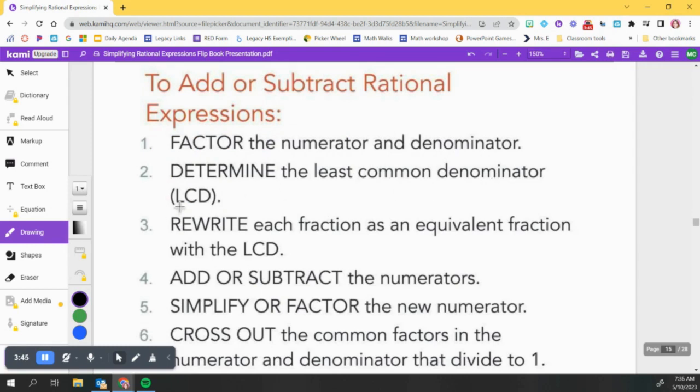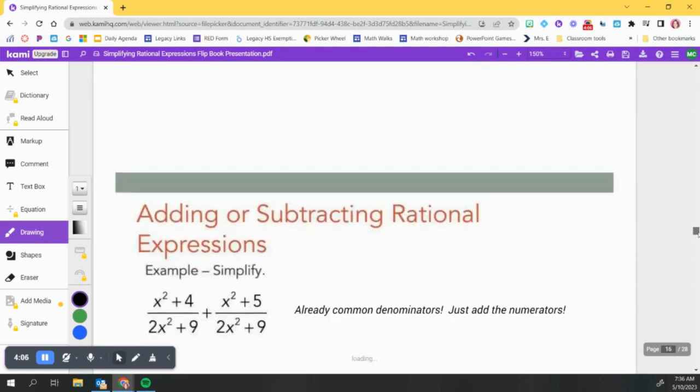Determine the least common denominator. So that's where you're taking one of every factor of the denominators. Rewrite each fraction as an equivalent fraction with the common denominator. That was the whole multiplying the top and the bottom by the same thing. And then you're going to add or subtract the numerators, simplify or factor the new numerator, and cross out any common factors. Okay, so we've got a few examples here working through these today.